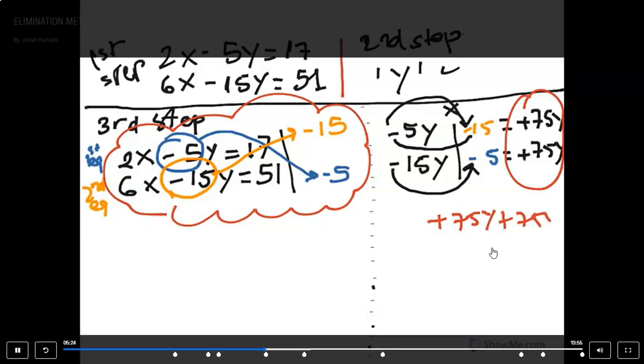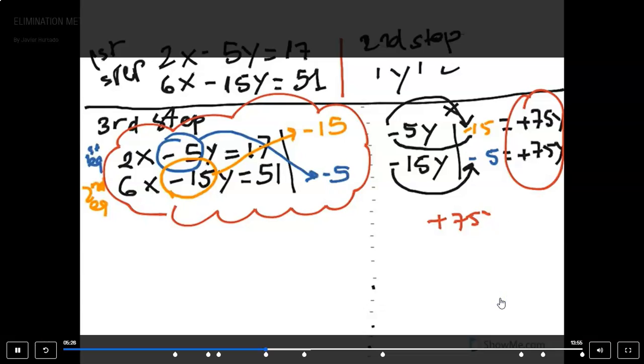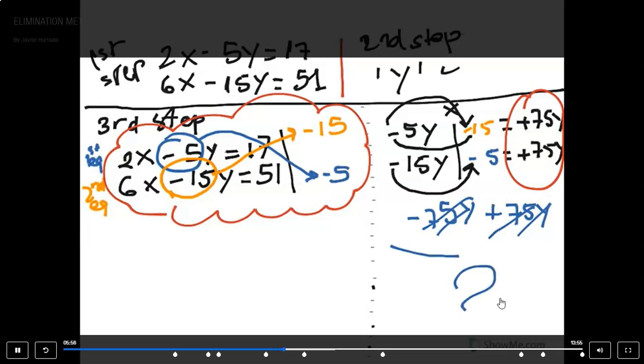In order to cancel the variables, we need to have one product positive and the other product negative. So we need to have, for example, negative 75y plus 75y. In this case they would cancel each other out, but this is not what we have. Now, how can we manipulate the equation so we eliminate a variable? And this is what I want you to understand of this method.